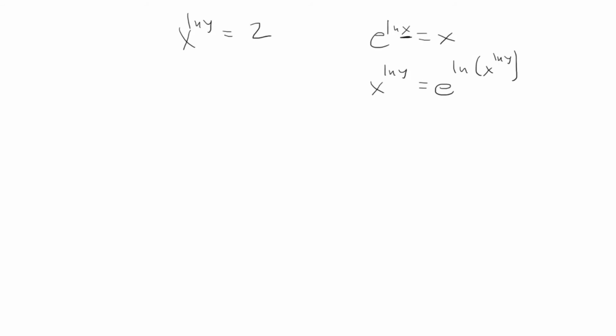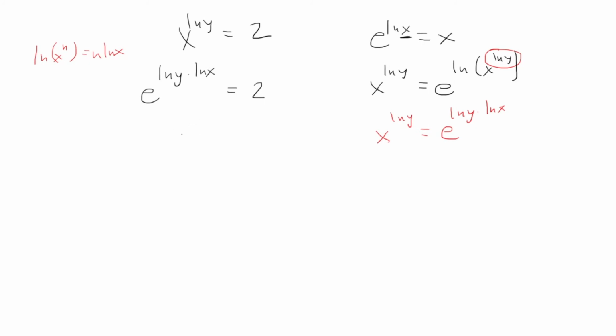Now, one of the log properties is that the log brings the exponent in front. Whenever you have ln of x to the n, that's going to be n times ln of x. Same thing here, ln of y is the exponent, so that's just going to be e to the ln of y times ln of x. This is just algebra. I'm not taking any derivatives yet. So that's what I'm going to replace x to the ln of y with over here. So e to the ln of y times ln of x is going to equal 2. And now I should be able to find the derivative.